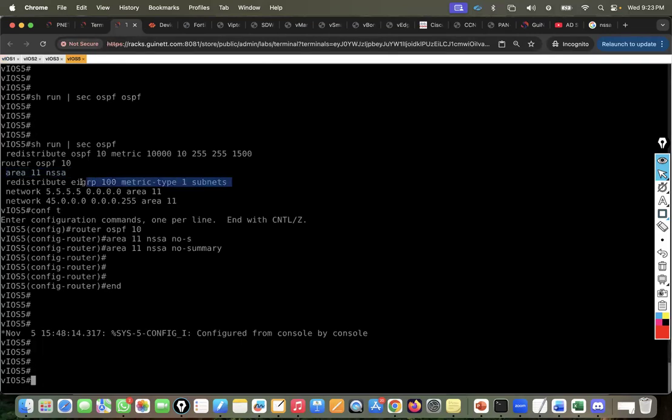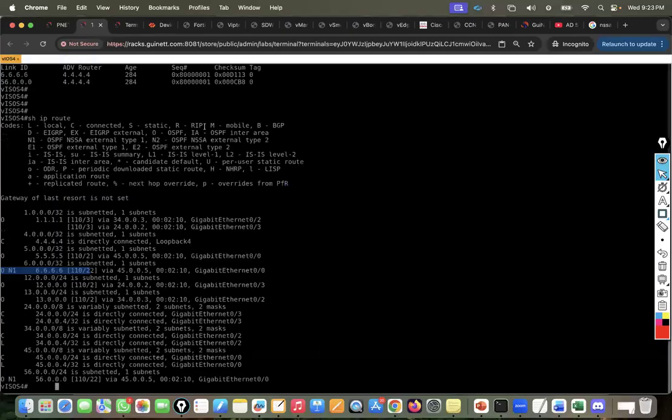See here. If I don't set any metric type, it comes by default as an N2 route, similar to the OSPF external route. N1 carries 20 plus your accumulated path metric. E2 is 20. N2 is also 20 by default. But if you go with N1 and E1, it is going to be 20 plus the accumulated metric of the links.